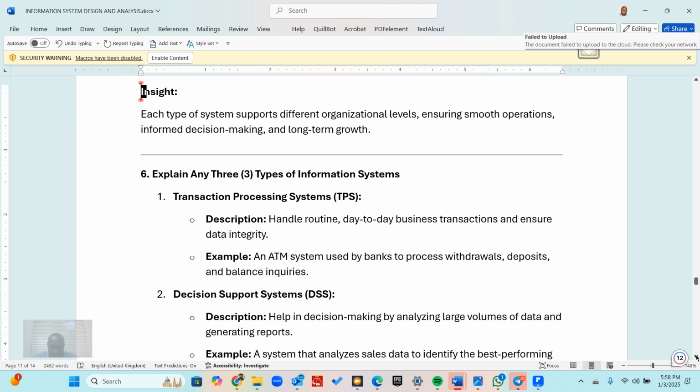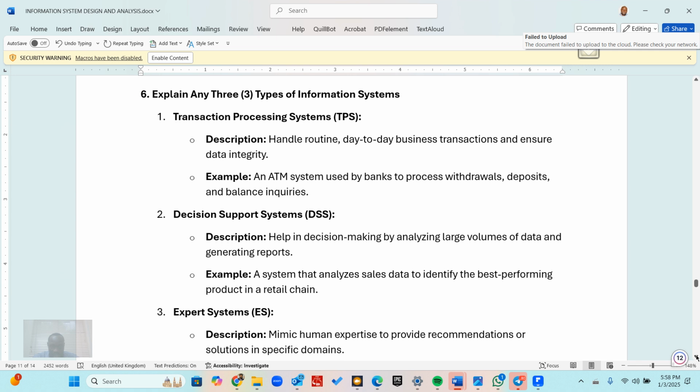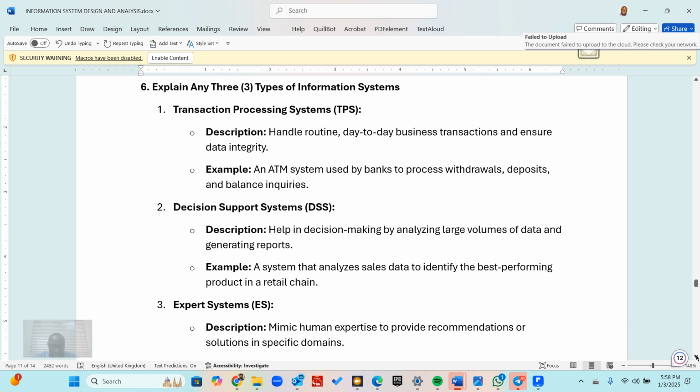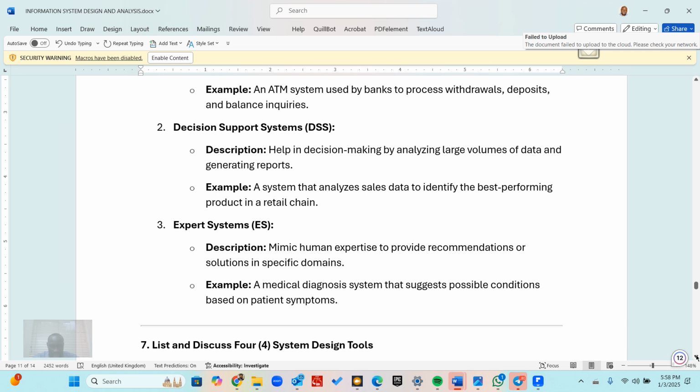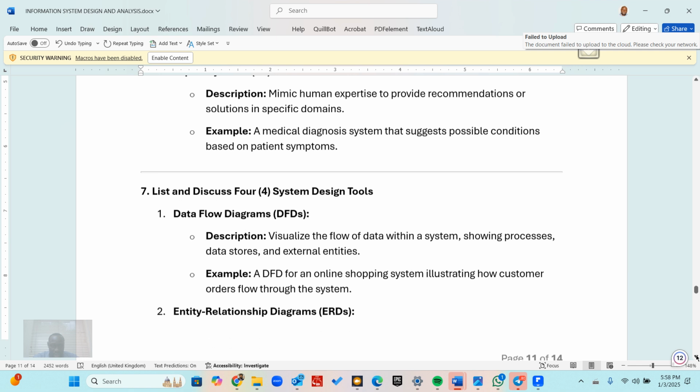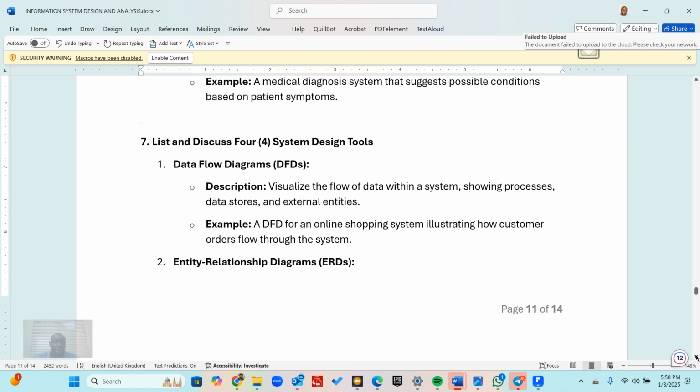Decision support system, DSS, helps in decision making, analyzing large volumes of data and generating reports. An example is a system that analyzes sales to identify the best performing product in trade. Expert system, ES, mimics human expertise to produce recommendations and solutions. An example is a medical diagnosis system that suggests possible conditions based on patient symptoms, taught by expert support system.